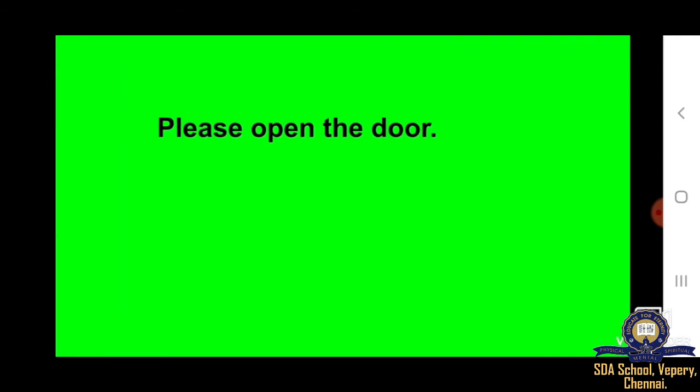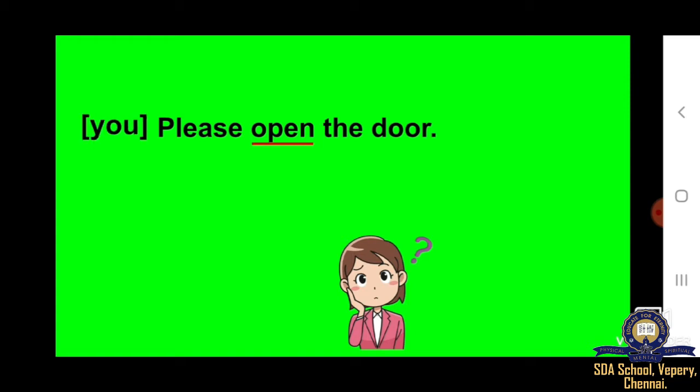And the next sentence: please open the door. Here, what is the verb in this sentence? Yes, open is the verb. Okay, children. Can you see any name, place or thing? No. So in this case, what should we do? Yes, we have to put you before the sentence. And now we can get a subject in this sentence. That is, you is our subject. Okay, children?